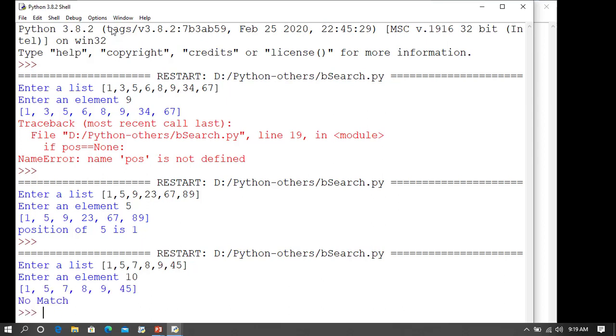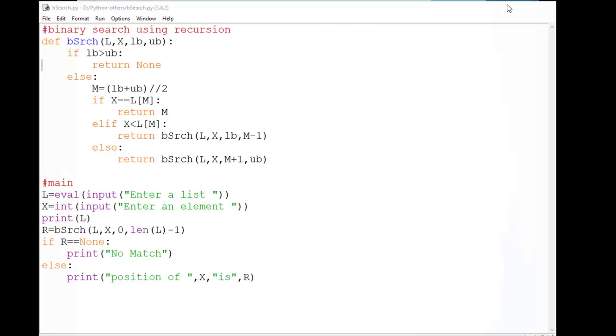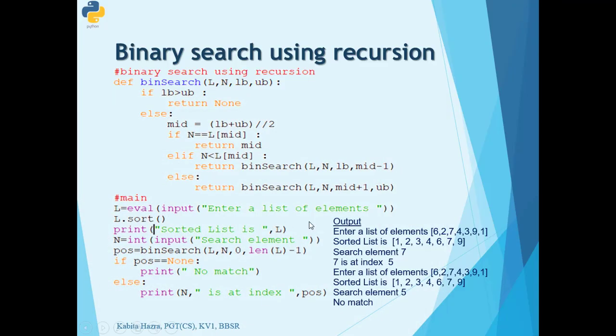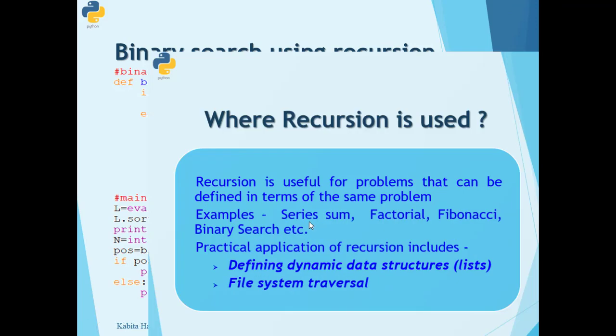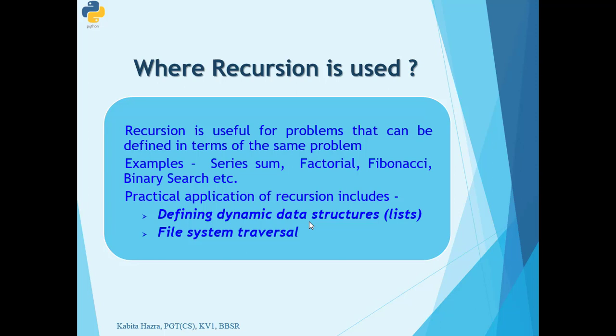Let us now see where recursion can be used. So we know recursive function or recursion is useful for the problems that can be defined in terms of the same problem, or that can be divided into subproblems of the same type. Some examples that we have seen are some of the series like sum of 1 to n, odd numbers, even numbers, etc. Factorial, Fibonacci again is kind of some series sum, binary search, etc. Some practical applications of recursion are for defining dynamic data structures such as lists. Also, file system traversal is based on recursion.